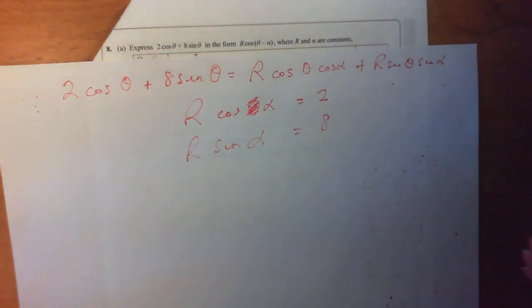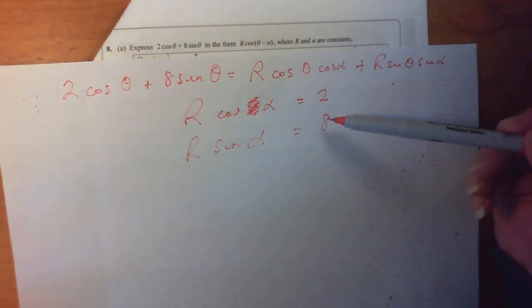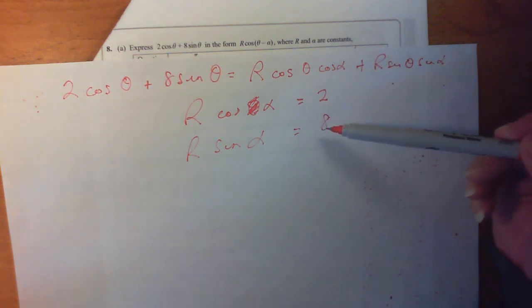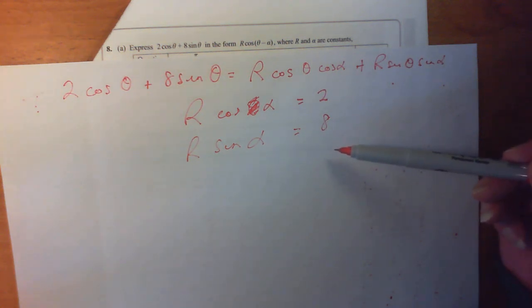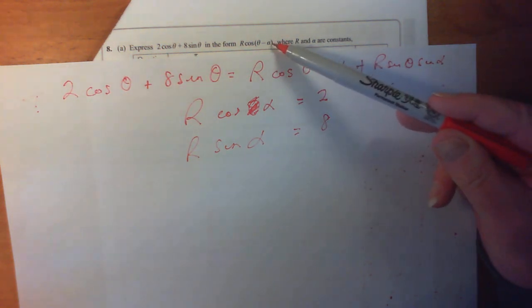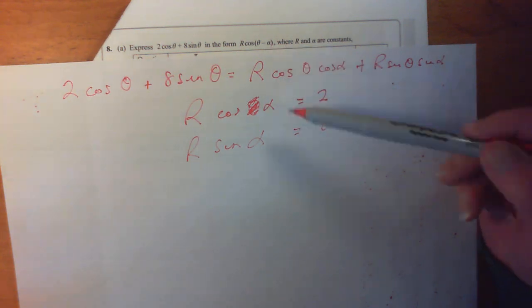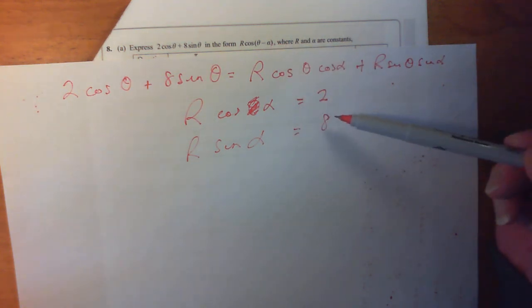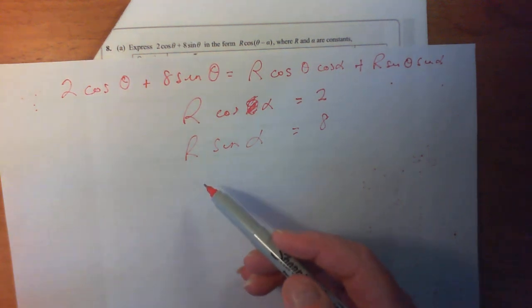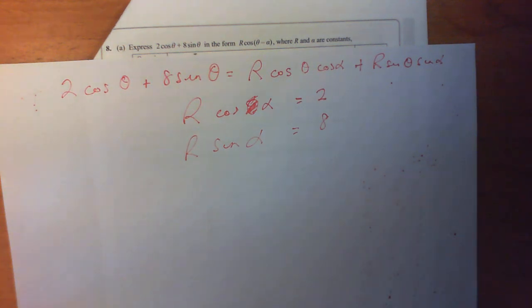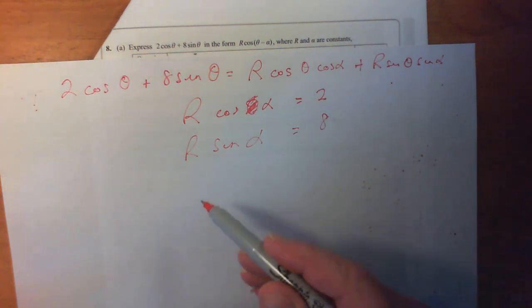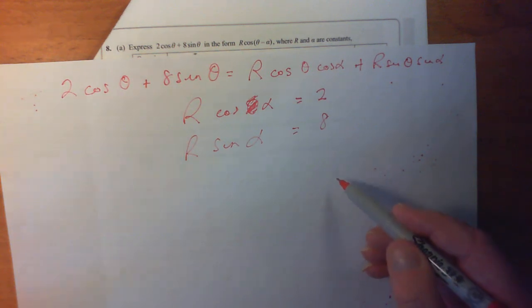And from there, if you divide one by the other, the other way up, you'll get tan alpha equals 4. That will enable you to find out what alpha is. And then you square both of them and add them together. The cosine squared alpha plus the sine squared alpha will go to 1 by the standard identity. So you get r squared equals 2 squared plus 8 squared.